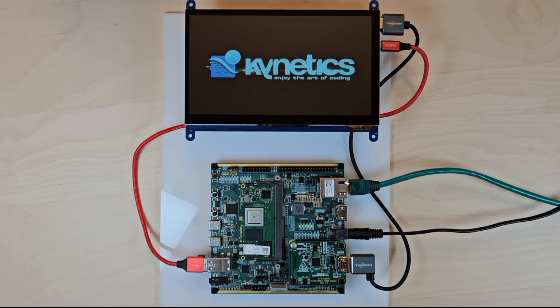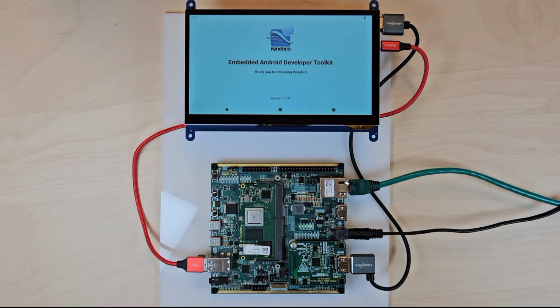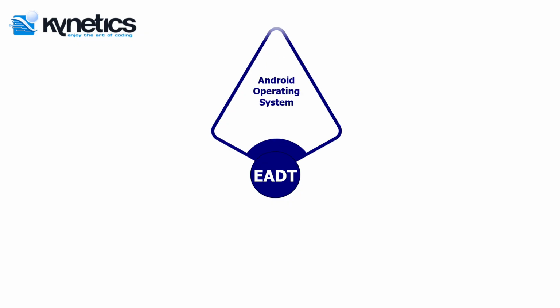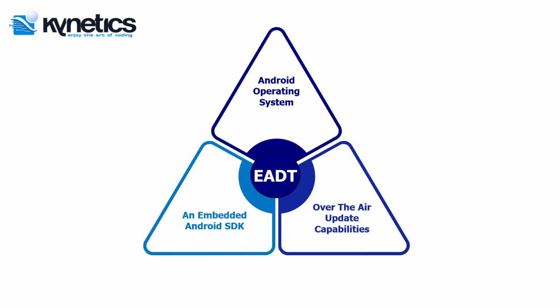It is a comprehensive development toolkit that accelerates building and testing embedded Android systems directly on target hardware. It includes an optimized Android operating system for the target hardware, an embedded Android SDK, and over-the-air update capabilities, providing a full-featured development platform for rapidly prototyping embedded Android proof of concept.